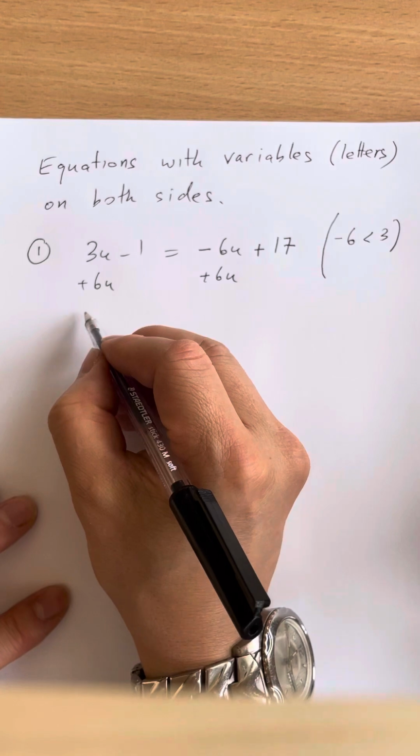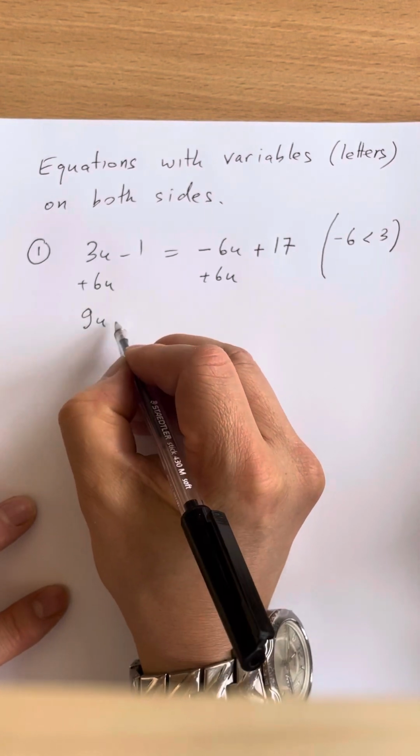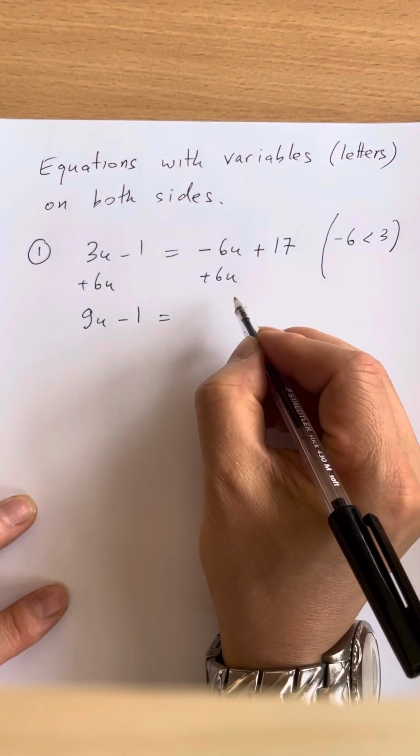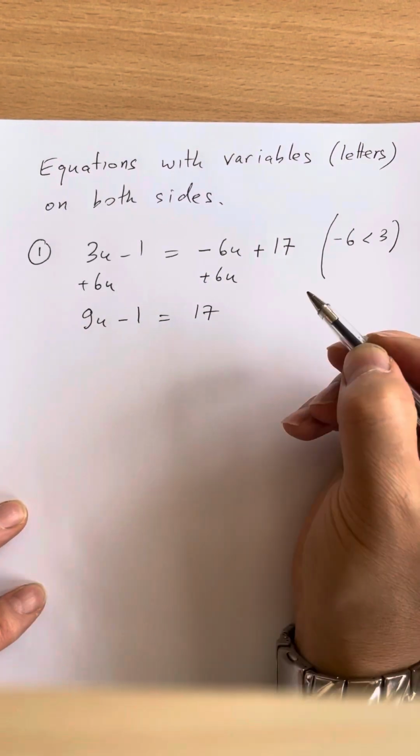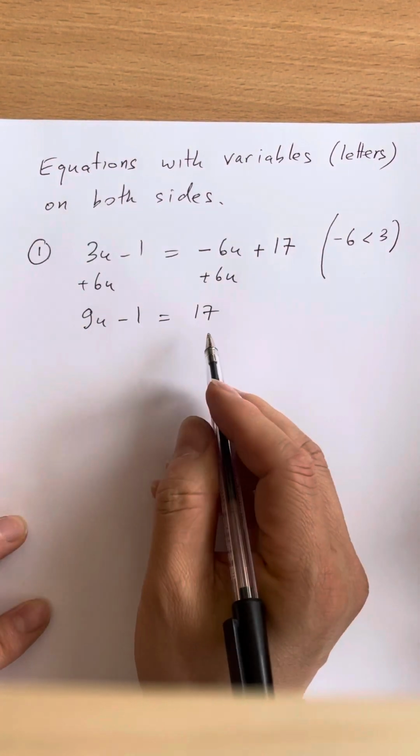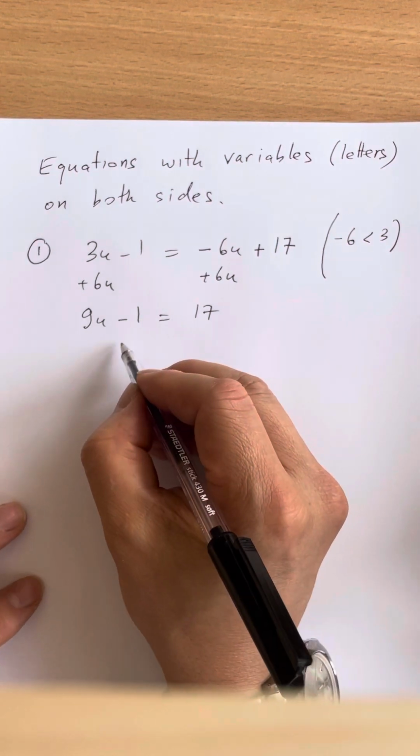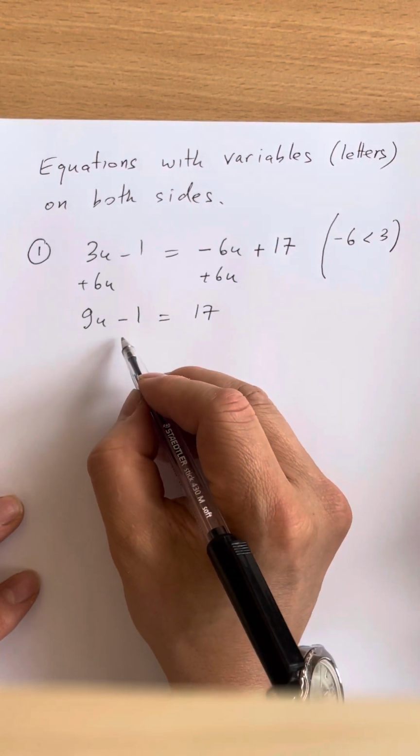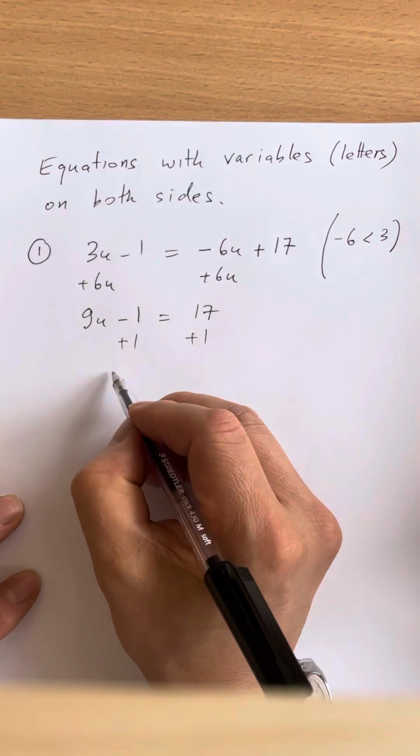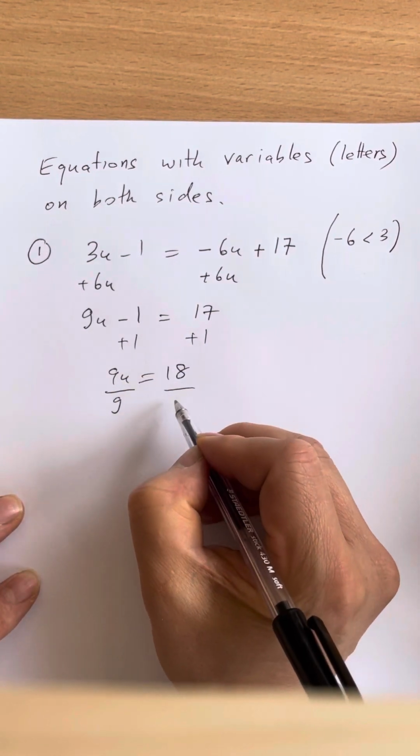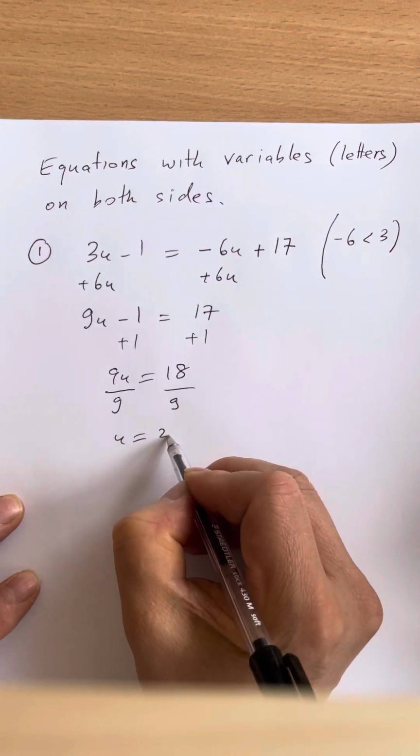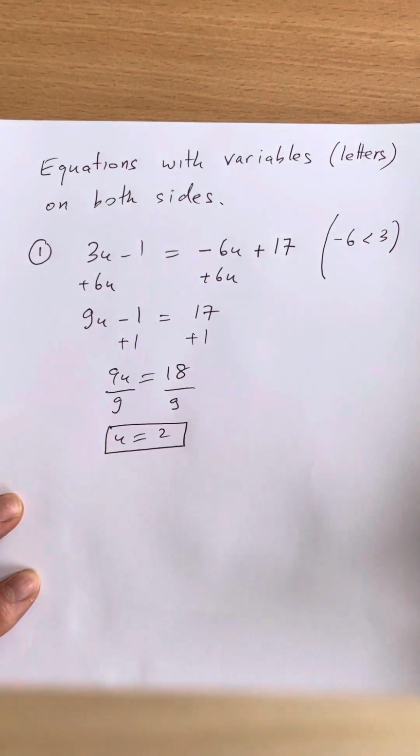So on the left, you have 9u minus 1. The minus 6u and 6u disappear, and you end up with 17. And then it becomes a two-step equation, and the inverse of minus is plus, so you do plus 1, and you end up with 9u equals 18, and then you divide by 9 to get 2 as your final answer. So that's one example.